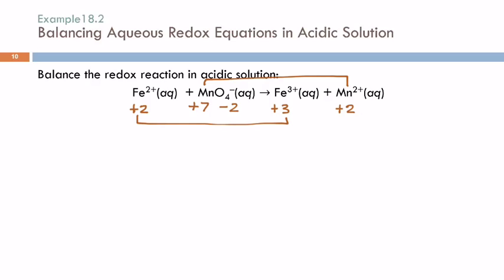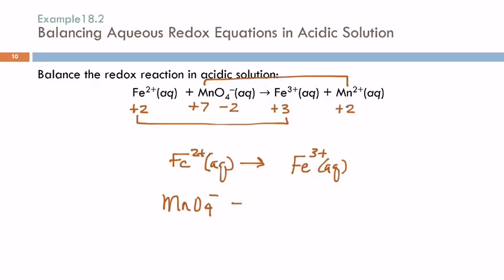So I'm going to take the iron, Fe2+, and on the other side, the only term that has iron in it is the Fe3+. And then I've got the permanganate ion and the manganese. So I'm going to put those in the other equation.